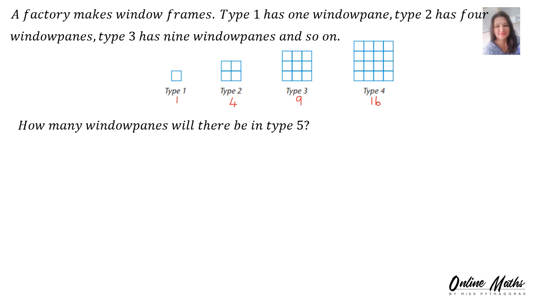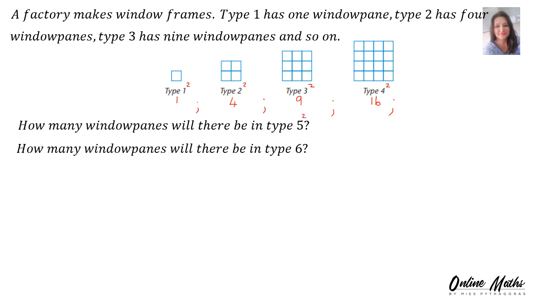Now, first of all, you need to see the sequence. So the sequence is 1, 4, 9, 16. And by now, I think you can see what happened. Type 1 was 1 squared. Type 2 is 2 squared, which is 4. Type 3 is 3 squared, which is 9. Type 4 is 4 squared, which is 16. So type 5 will be 5 squared, which is 25.